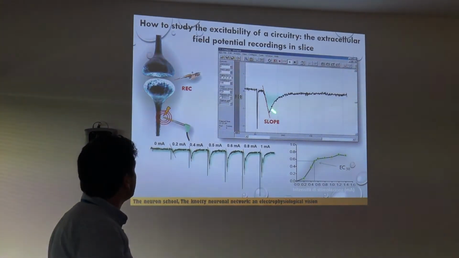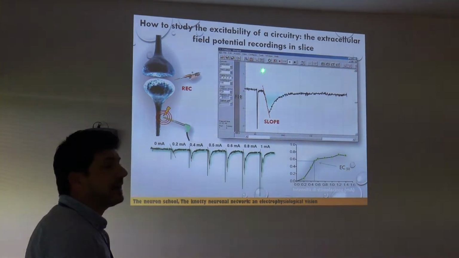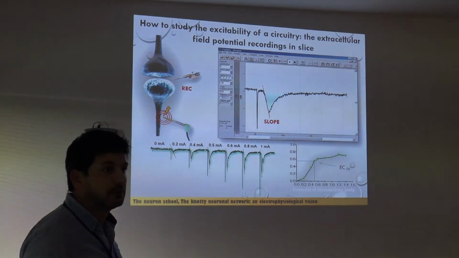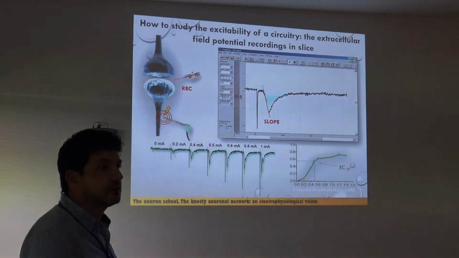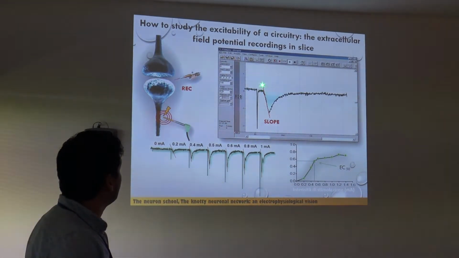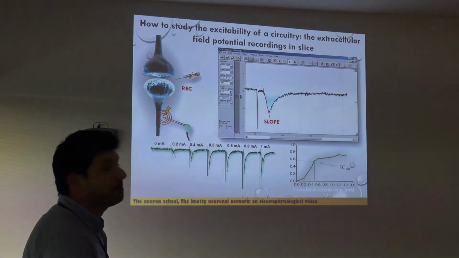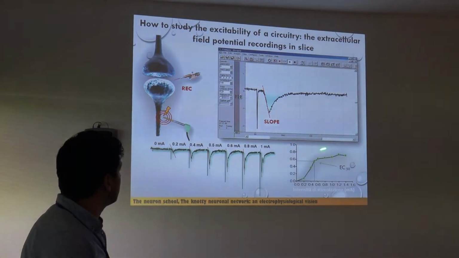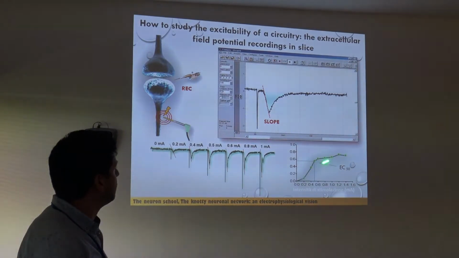Okay, the slope represents the regression line of your response. Okay, so it represents the strength of your synapse. The more inclined the slope, the bigger your response. Okay, so you can construct this EC50 relationship.